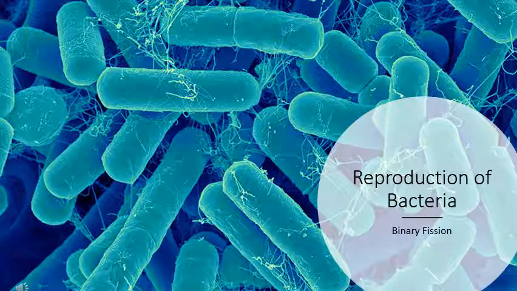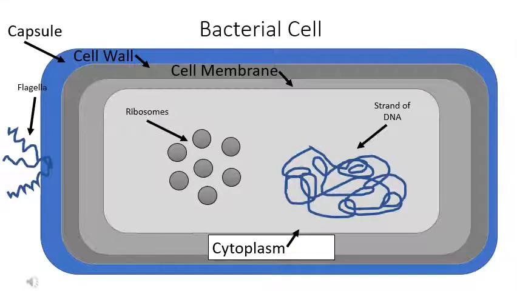In this presentation, I'm going to talk about the reproduction of bacteria through the process of binary fission. Before we start to look at bacterial reproduction, we need to be familiar with the structure of the bacterial cell. You can be asked to label this diagram in the exam, but not to draw it.